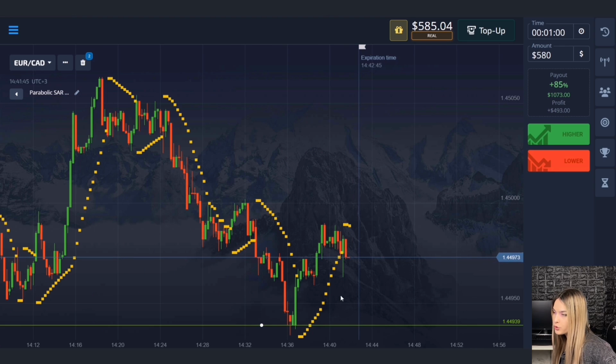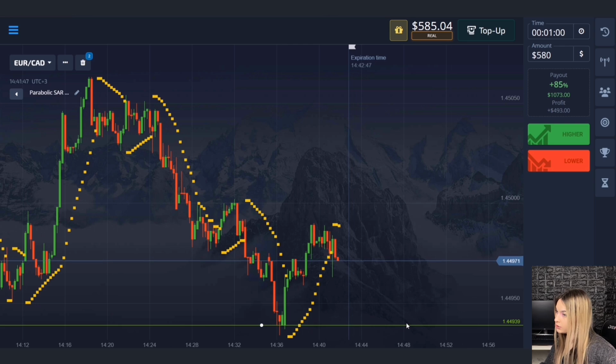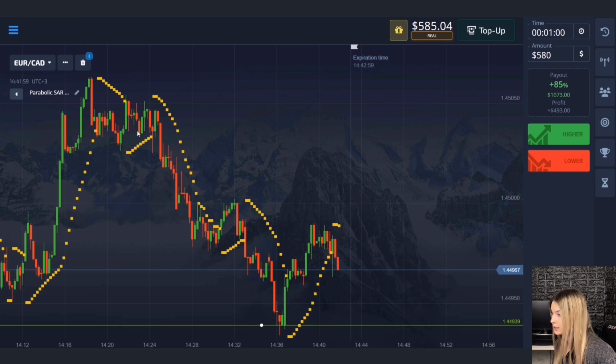We have a level of support down here. We also see that after the first touch there was an upward pullback, and after the pullback the price turned around and moved down. Also, yellow dots begin to form above the graph. Also, the overall price potential is going down.